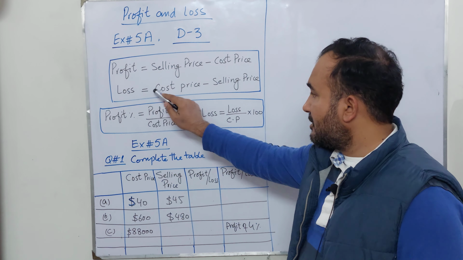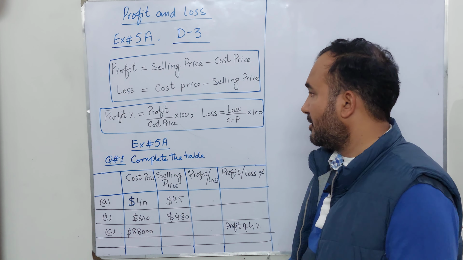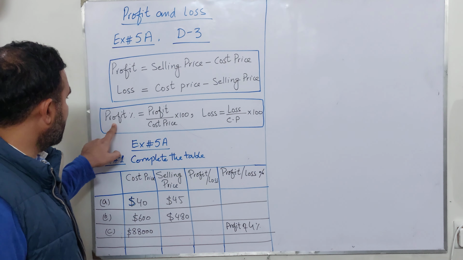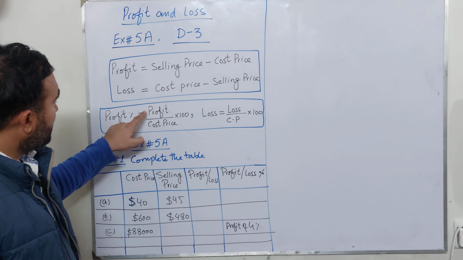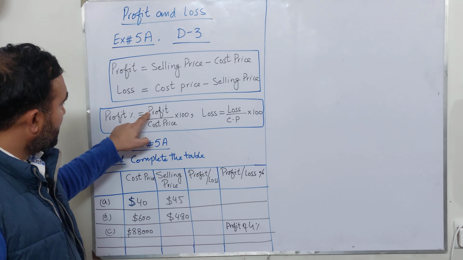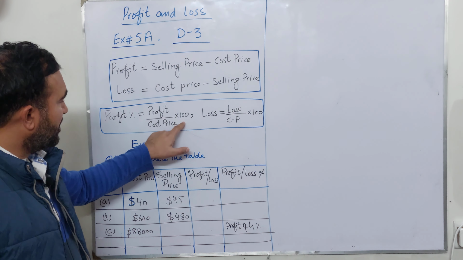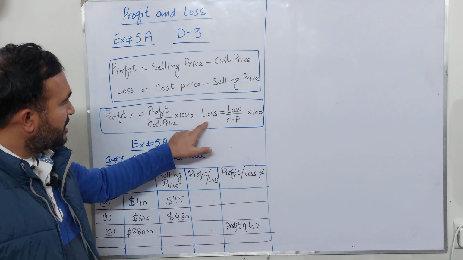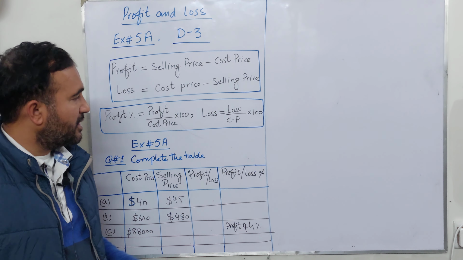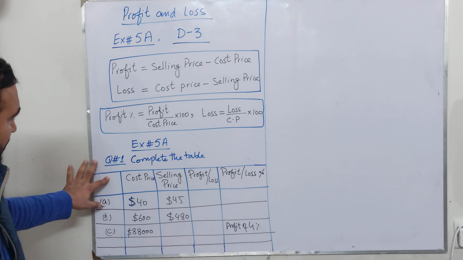So in loss, cost price is higher than the selling price, and it's cost price minus selling price, which is loss. And if we want to find the profit percentage, then we need to divide profit by cost price, multiply by 100, right? So profit divided by cost price multiplied by 100 is profit percentage, and loss percentage is equal to loss divided by cost price multiplied by 100. Okay, so this is question number 1, exercise 5A.